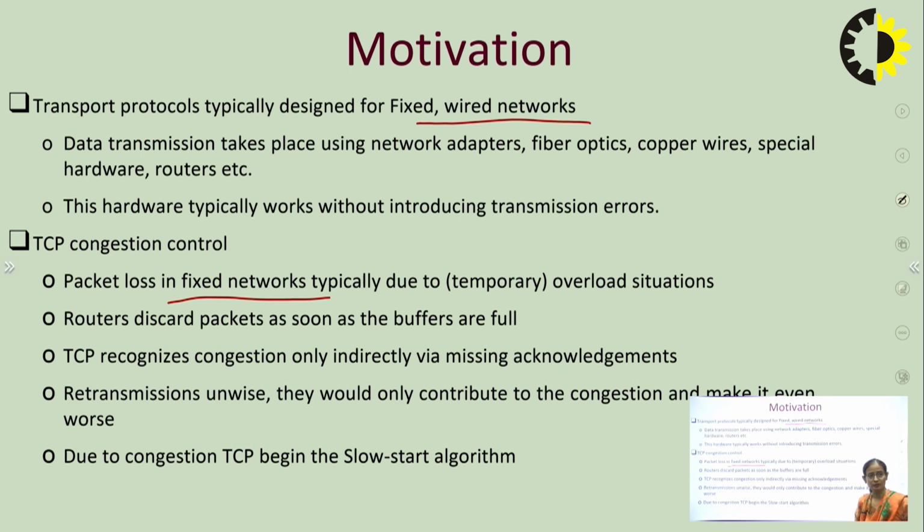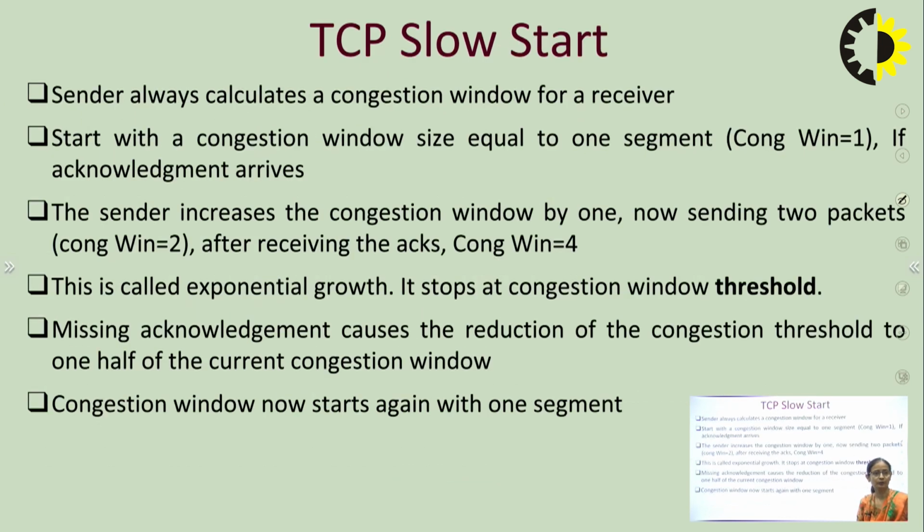To handle congestion, TCP begins the slow start algorithm. That is ordinary TCP, the TCP protocol for the wired environment. Whenever it finds congestion in the network, it will go for the slow start algorithm. What does the slow start algorithm say? It says the sender always calculates a congestion window for a receiver. Initially, it starts with a segment of size 1. If the acknowledgement arrives, then it will double the packets.